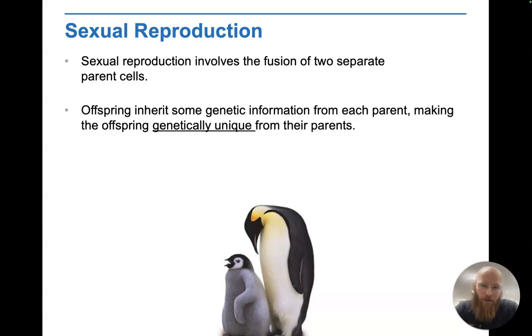Whereas sexual reproduction is going to involve the fusion of two parent cells. So those two cells, one from mother, one from father, are going to fuse together and create what will end up being a genetically unique daughter cell. So whereas asexual reproduction was one cell going into two, sexual reproduction is going to be two cells merging, fusing, and creating one daughter cell. So this is where offspring inherit some genetic information, some from mom, some from dad, and they make a genetically unique offspring.